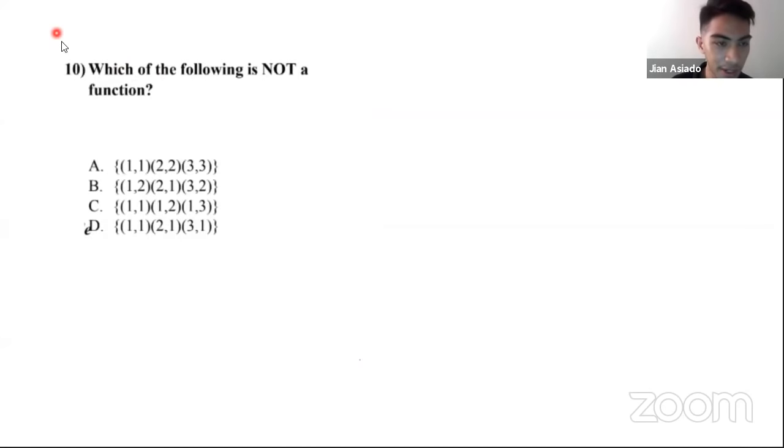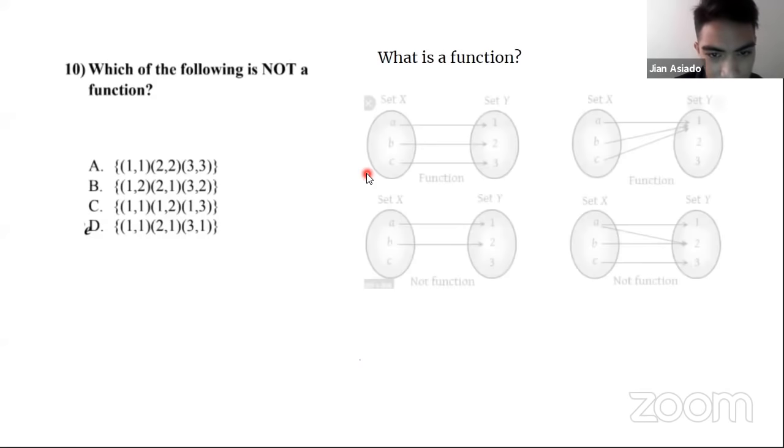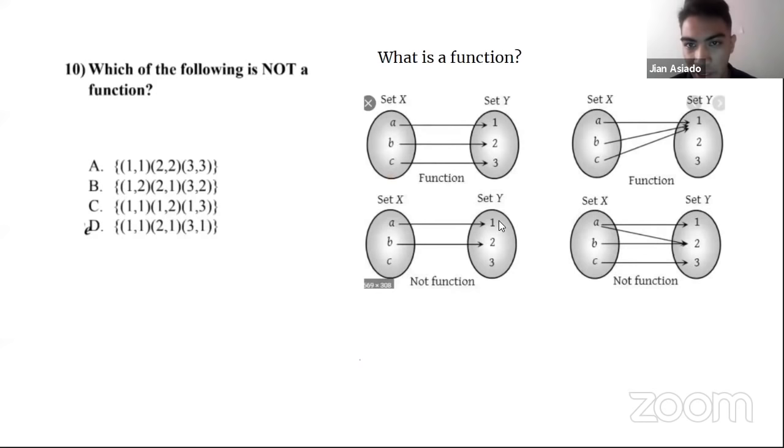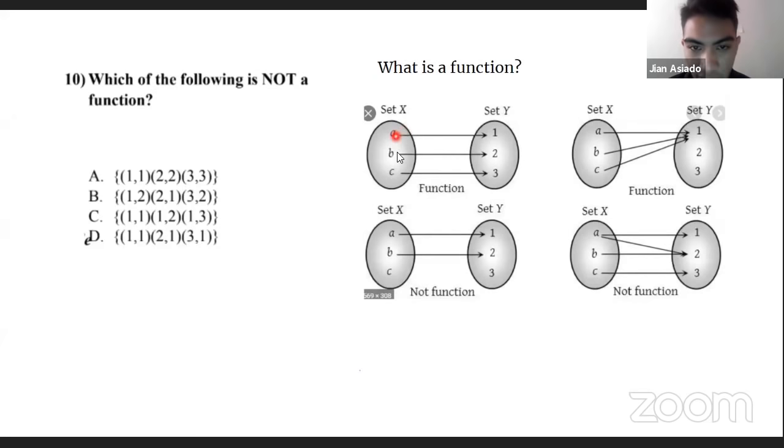Okay, and then number 10, which of the following is not a function? Okay, so this one naman, okay, so what's a function ba, no? Well, yung function dapat, let's say you're given two sets, no? Set X and Y. Dapat yung elements ni set X lagi siyang merong kapartner sa set Y, no? So this one, this is a function, no? Okay lang na repeating yung Y, no? Pero si X, it should not be repeating, no?